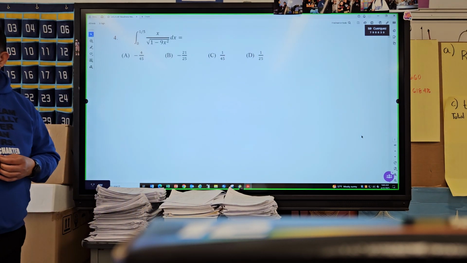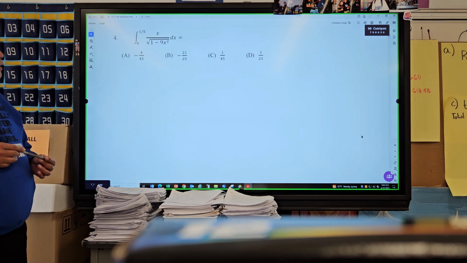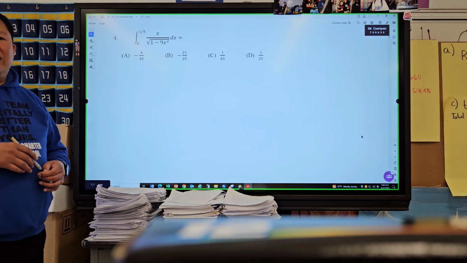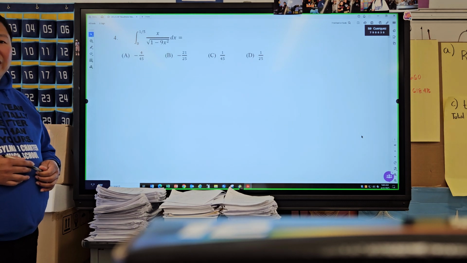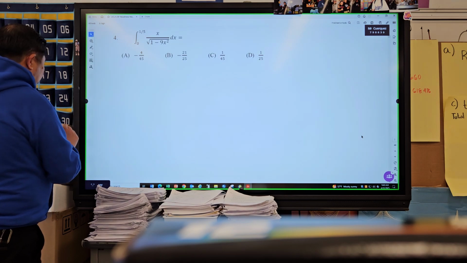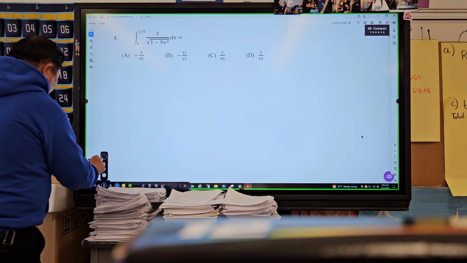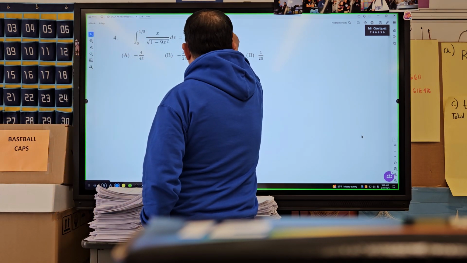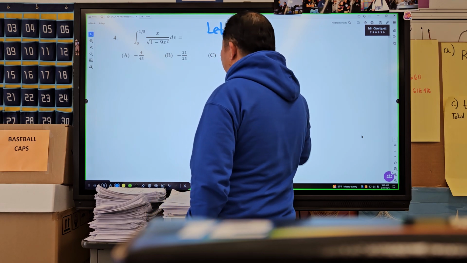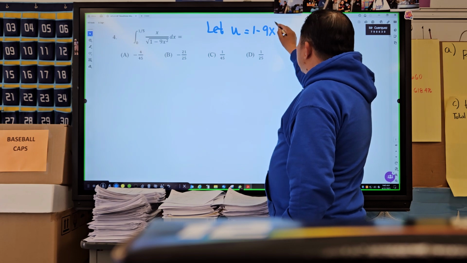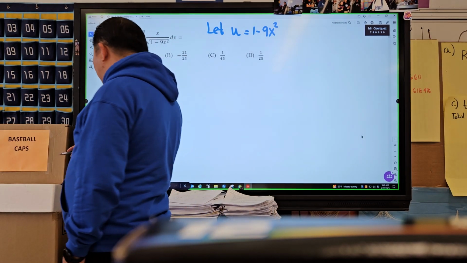The given problem is the integral from 0 to 1/5 of x over the square root of 1 minus 9x squared dx. So in this case, guys, we're going to let u. What do you think is our u right here? We let u equal 1 minus 9x squared, and we take the derivative.